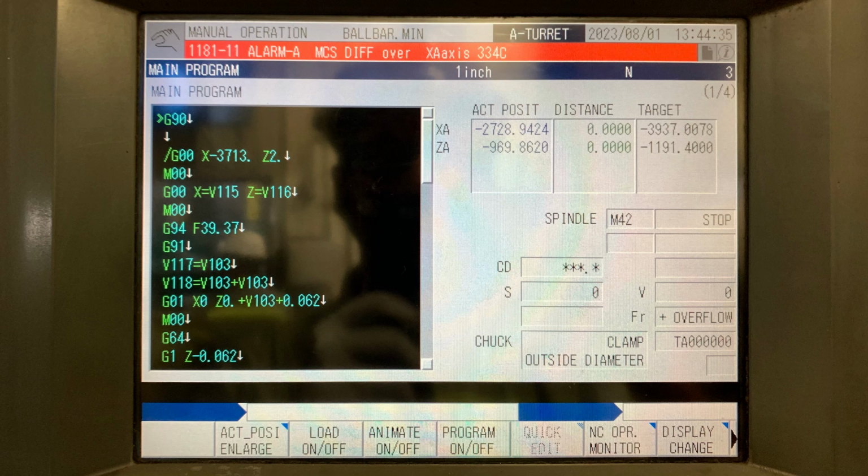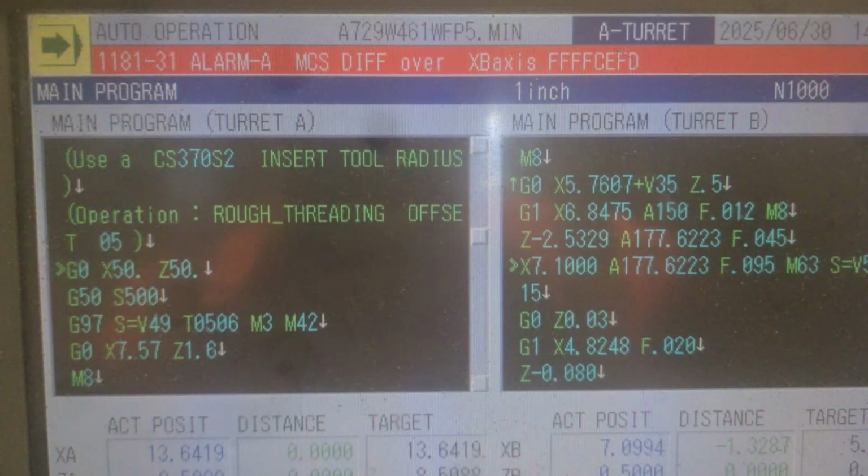Today we're jumping into something a bit different, a real-time mechanical puzzle. It all starts with this really baffling alarm on an industrial machine, the Okuma 6. The alarm code itself is 118131 ALARM-A MCS DIFF over XBaxis FFFCEFD. Quite a mouthful, right? Definitely sounds cryptic.